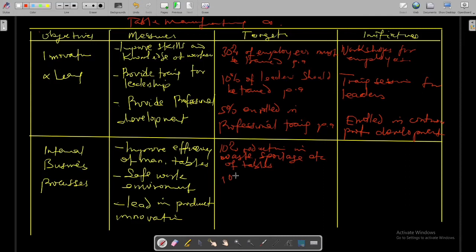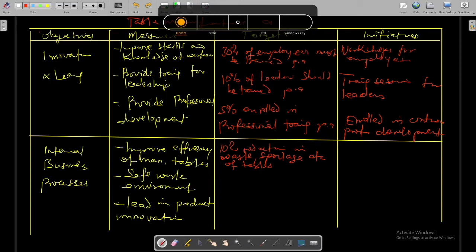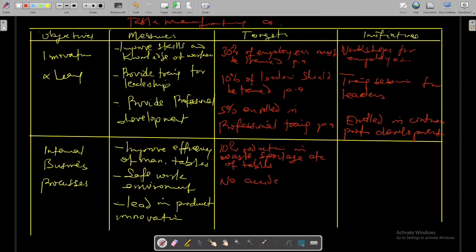There must be 10%, or we can say there should be no accident or injury. Let me write this one well, because no is not that specific. So let's say there should be 0 accident or injury. And the last one here is we should have 5 new table designs per annum. So this one is per annum, and this one per annum.